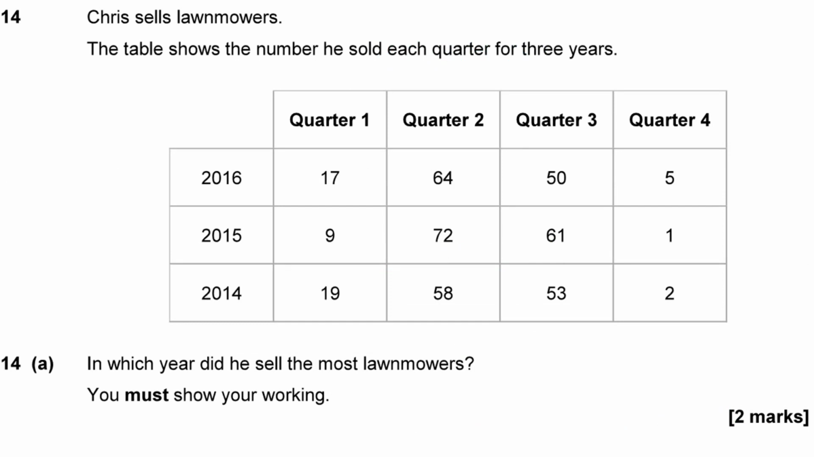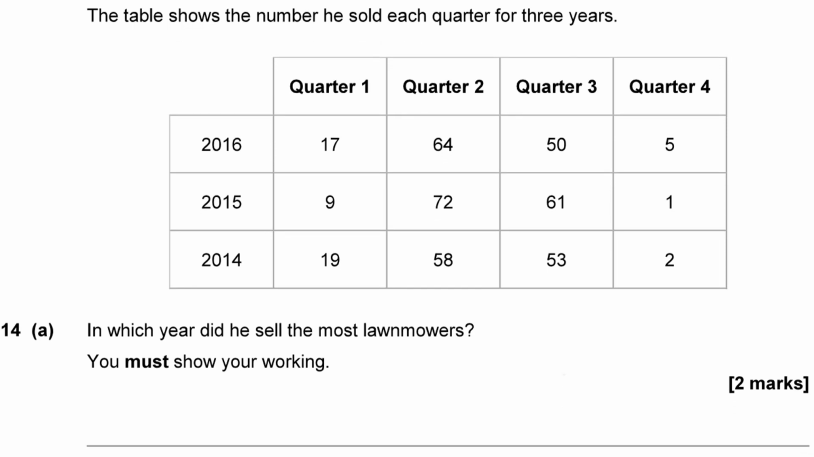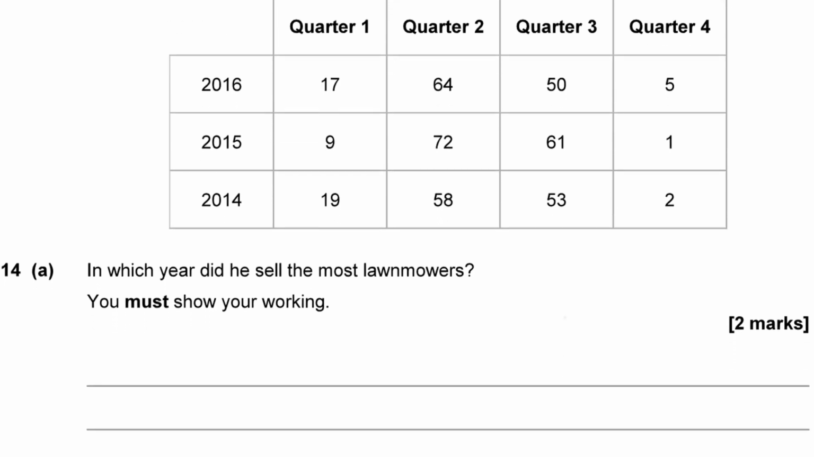Chris sells lawnmowers. The table shows the number he sold each quarter for 3 years. So I can see he's got sales for 2016, 15 and 14 there, and they're divided up into the 4 quarters of the year. So a quarter might be 3 months. So the first quarter would be January, February, March. The second quarter is April, May, June, and so on. It's just a handy way to divide up a year into different sections so you can look at it in more detail. In which year did he sell the most lawnmowers?